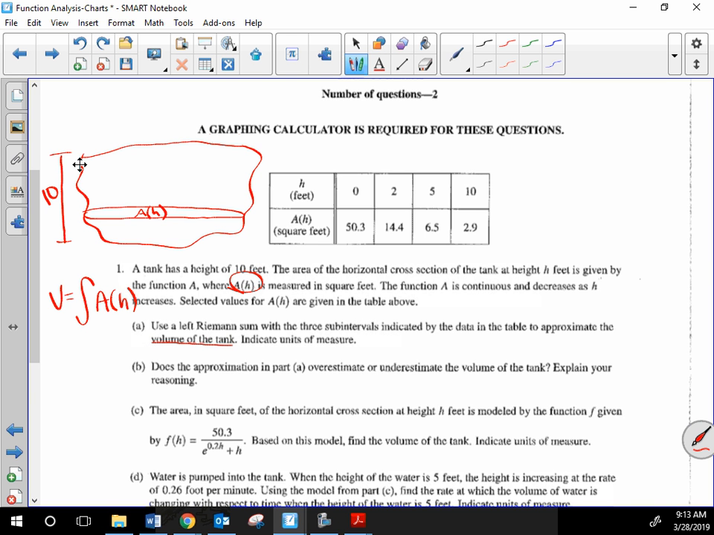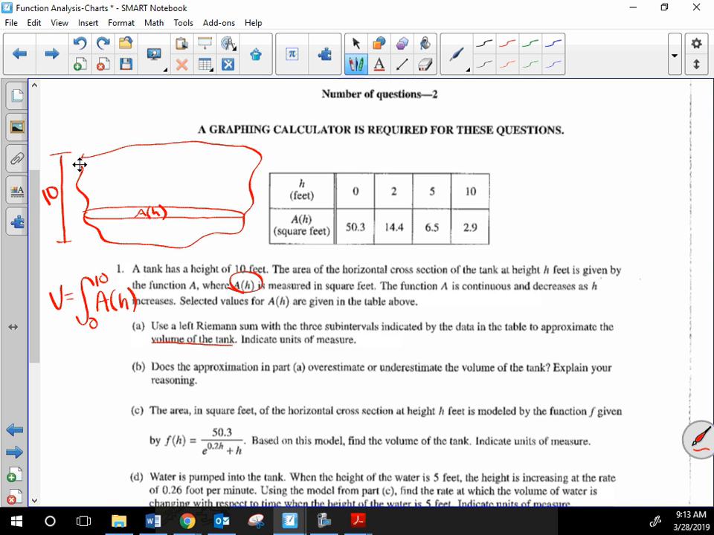Alright, so the question is, what are our bounds? Well, we're going from height 0 to height 10, so that's what we're looking at here. I'm just going to talk through each piece and then we'll look at our framework. So B is over or underestimate, so you have to think in terms of, is our function increasing, decreasing? We'll take a look at that in a moment.